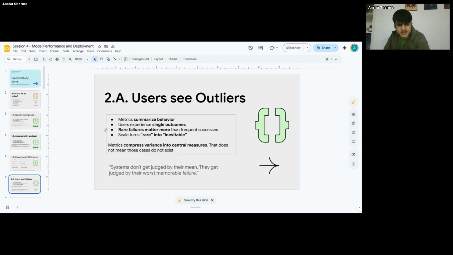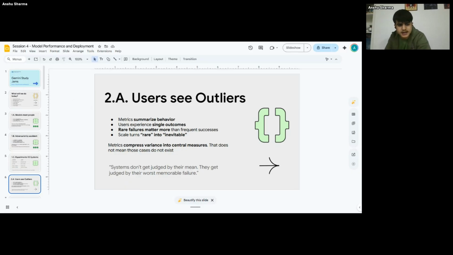Now this is another point, that users see outliers, right? So now we will talk about some problems that we will have when we encounter metrics, versus how do we actually evaluate our model. So metrics are numbers, right? So what exactly those metrics are, we will also get to that later on. But right now we are talking about how our metrics shape how we see our models, and why those metrics can often lead us to thinking something else, right?